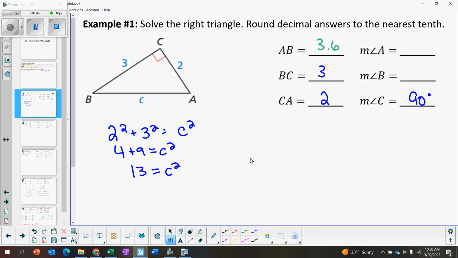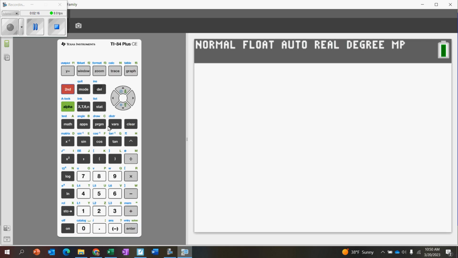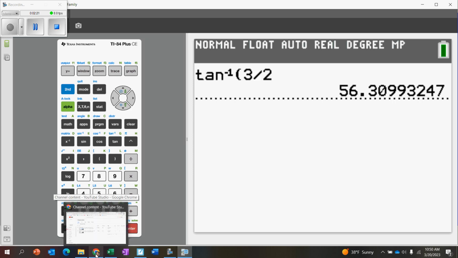And then for measures of A and B, I get to pick either one right now. It doesn't matter which one it is. Let's say I chose A. That means this is opposite and this is adjacent. And O and A tells me I'm going to use tangent. And when I'm looking for an angle, I'm using inverse tangent. So inverse tangent of 3 over 2. And if I do that on my calculator, I get 56.3 degrees. All right, let's do that on the calculator just to check. So inverse tangent of 3 over 2 is 56.3.